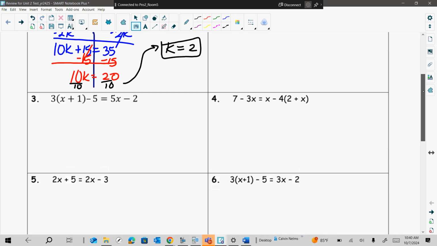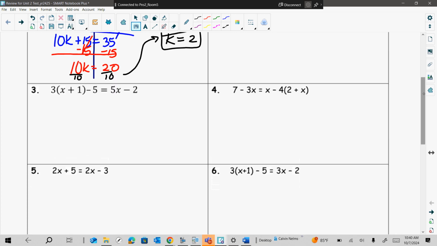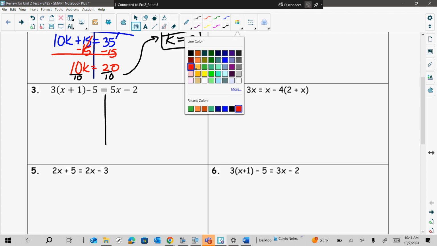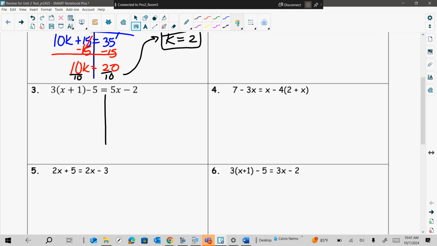Again, you keep your line down the equal sign to keep it balanced. When we're talking about variables on both sides, or we have an equation with an equal sign, I'm not going to say you need to get the variable on one side or the other. It just needs to get isolated. So on number 3 here, what should we do first? Yeah, distribute the 3, rewrite everything on the left side.